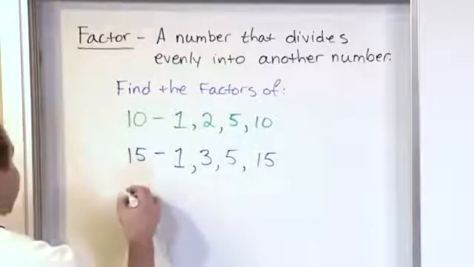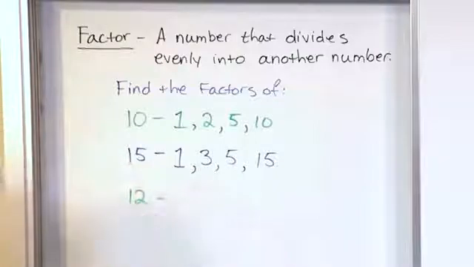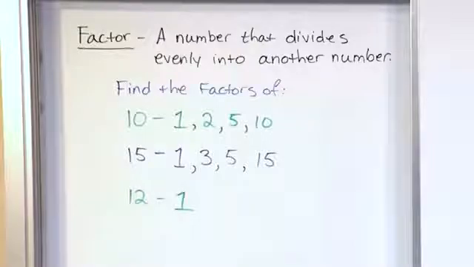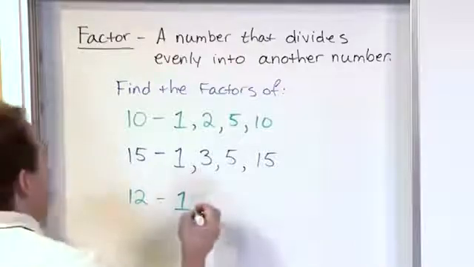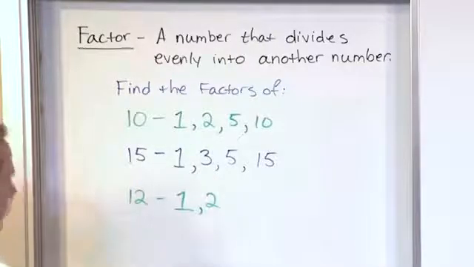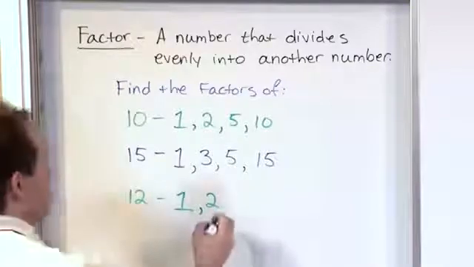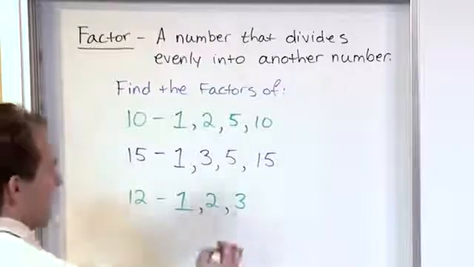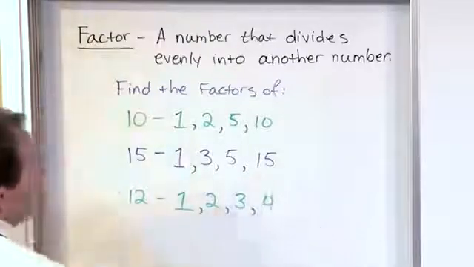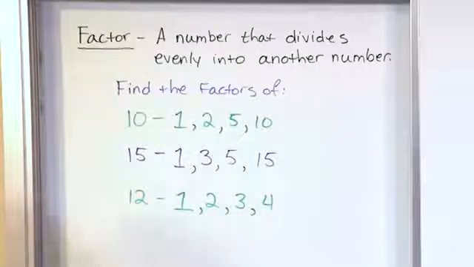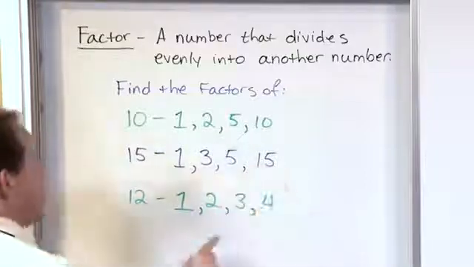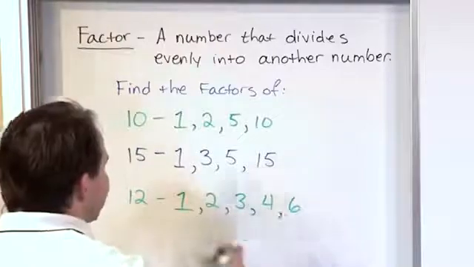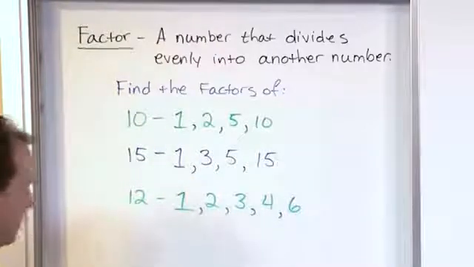Let's say the number 12. What are the factors of the number 12? Well, we already said before that the number 1 is always a factor because it can divide in. And now we have the number 2. 2 can divide into 12 evenly because 2 times 6 is 12. 3 can divide in evenly because 3 times 4 is 12. 4 can divide in evenly because 4 times 3 is 12. When we get to 5, that's not a factor because 5 does not divide into 12. But 6 does divide into 12 because 6 times 2 is 12.